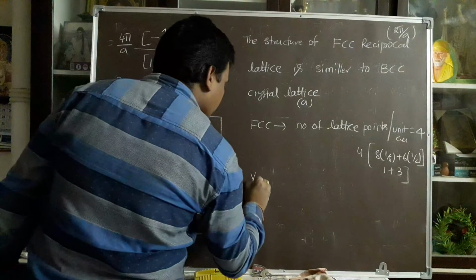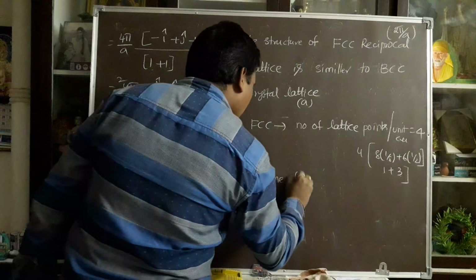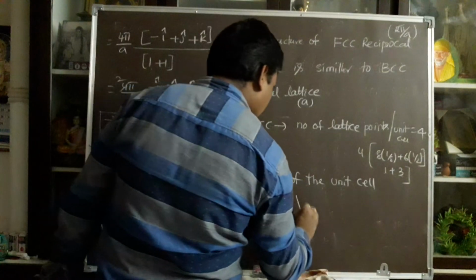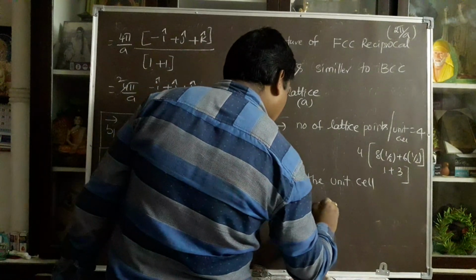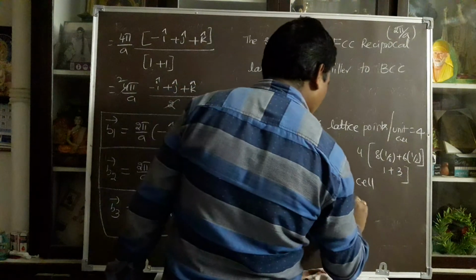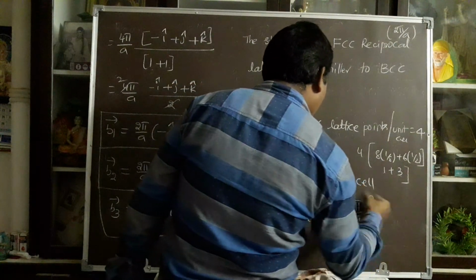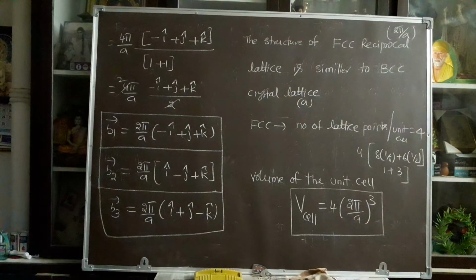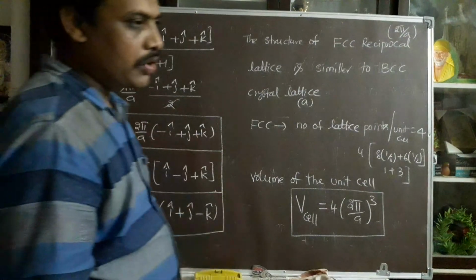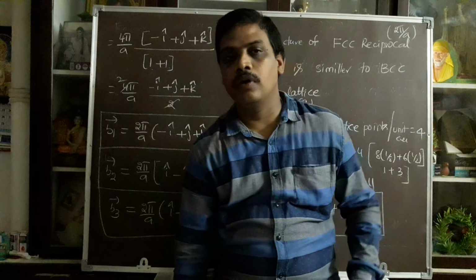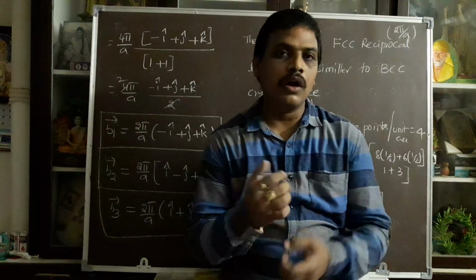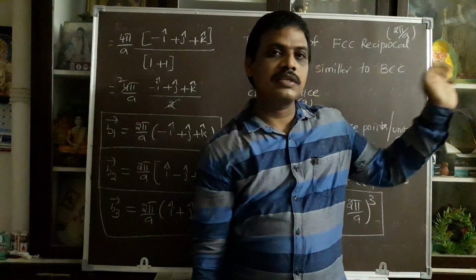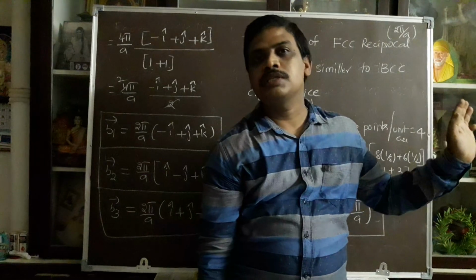So the volume of the unit cell, the B cell, can be taken as 4 into (2 pi by A) whole cube. The volume of the unit cell is equal to 4 into (2 pi by A) whole cube. This is the calculation part of the reciprocal lattice of the FCC structure. According to our known statements, the FCC reciprocal lattice is always equal to the normal BCC crystal lattice.